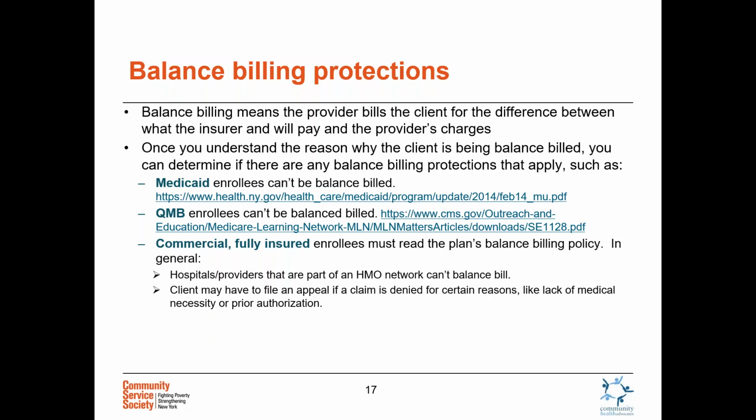And if you determine that the HMO policy applies, or that the client's non-HMO policy prohibits balance billing, you can use that in your advocacy. You may have to have the client file an appeal, or you can file an appeal for the client if the claim was denied on that basis. You can also file an appeal if the claim was denied for certain reasons, like lack of medical necessity or prior authorization. While we're not going to get into appeals in this training, if you go to the CHA portal, we have some trainings and resources on appeals.